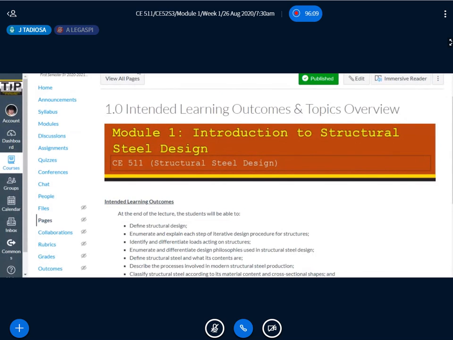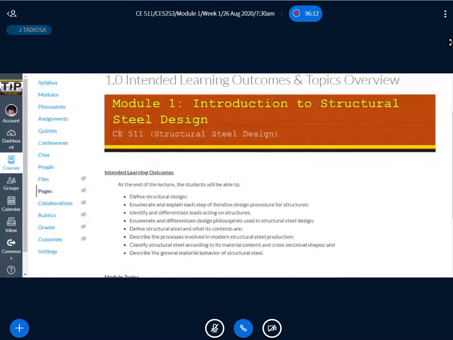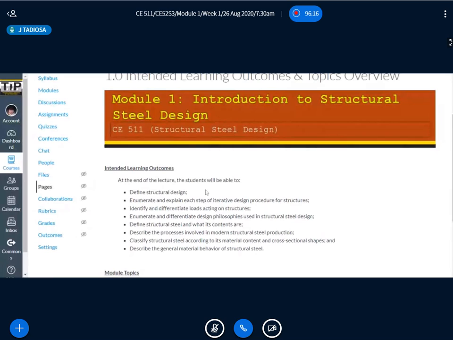to structural steel design. So our intended learning outcomes at the end of the lecture, the students will be able to first define structural design, second, enumerate and explain each step of the iterative design procedure for structures, identify and differentiate loads acting on structures, enumerate and differentiate design philosophies used in structural steel design, define structural steel and what its contents are, describe the processes involved in modern structural steel production, classify structural steel according to its material content and cross-sectional shapes, and describe the general material behavior of structural steel.